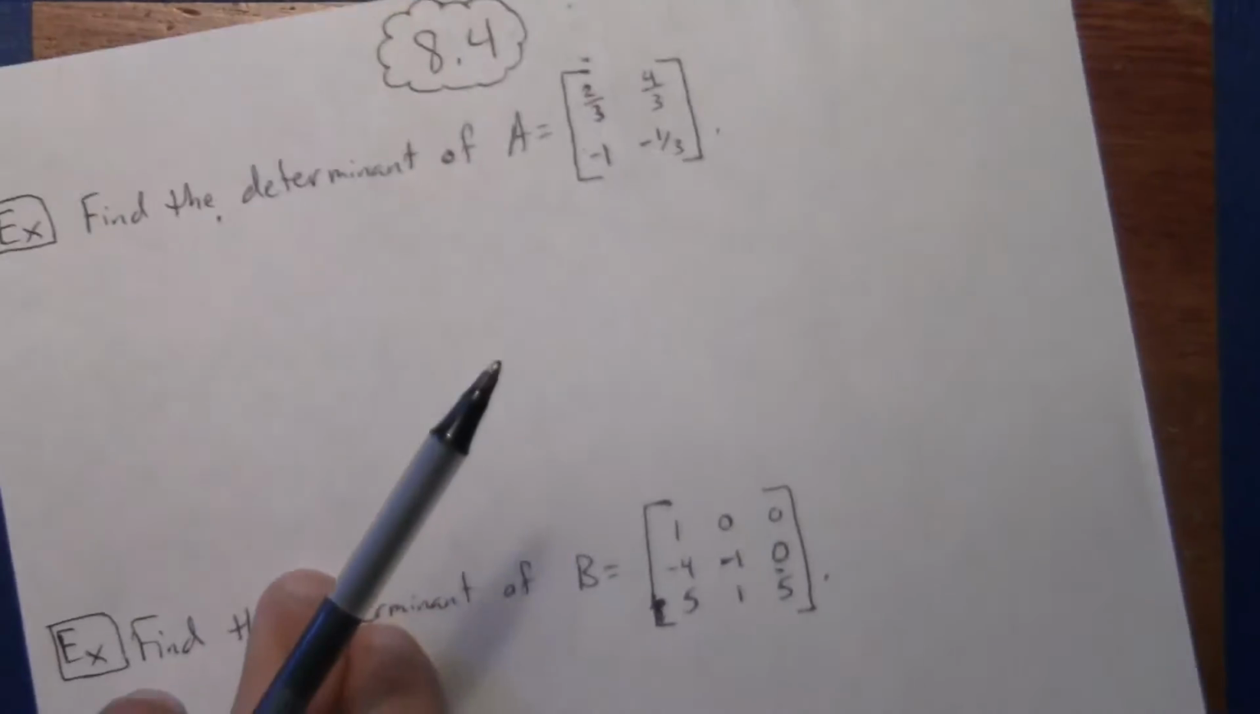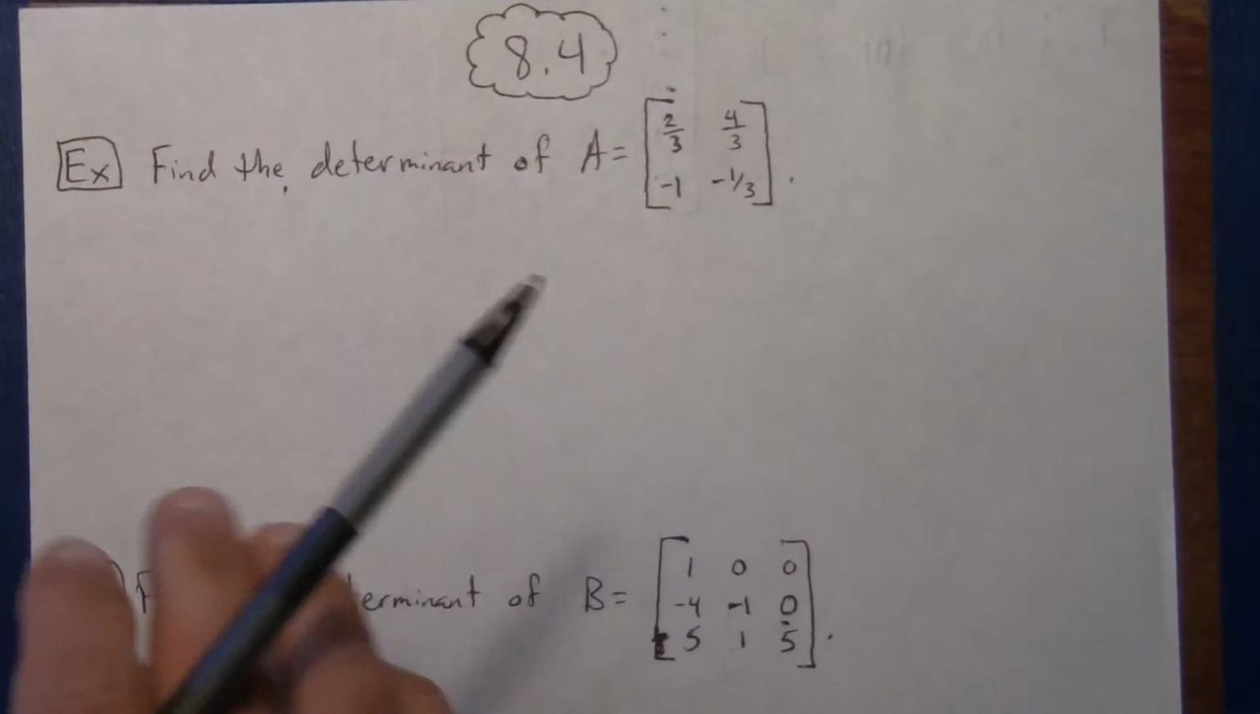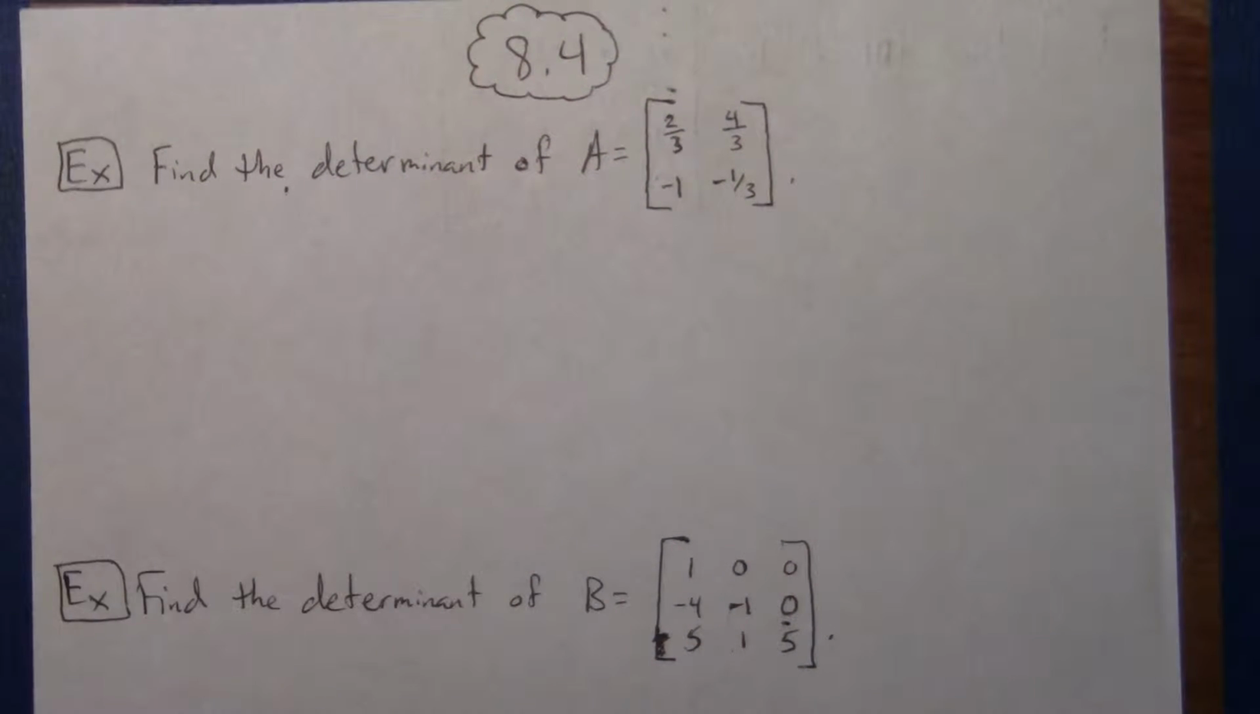So just a reminder, if you don't have a square matrix, you can't find the determinant. So you almost hope that you don't have a square matrix. It would make the problem really quick.